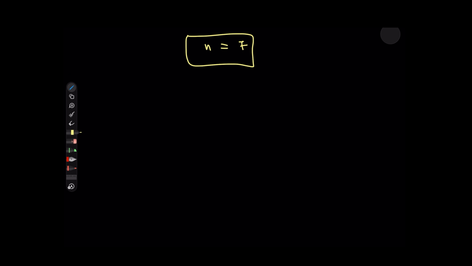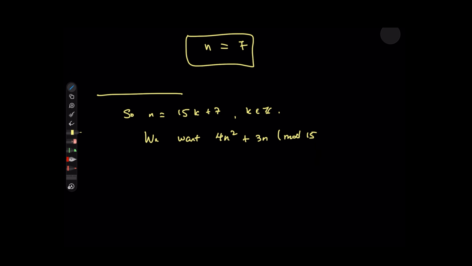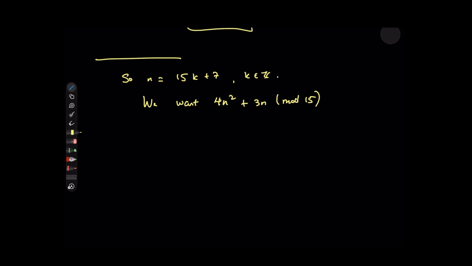So this is method 2. n is equal to 15k plus 7, and k is an integer. Then, for proper steps, we want 4n squared plus 3n mod 15. Therefore 4n squared plus 3n will be equal to 4 into (15k plus 7) squared plus 3 into (15k plus 7).